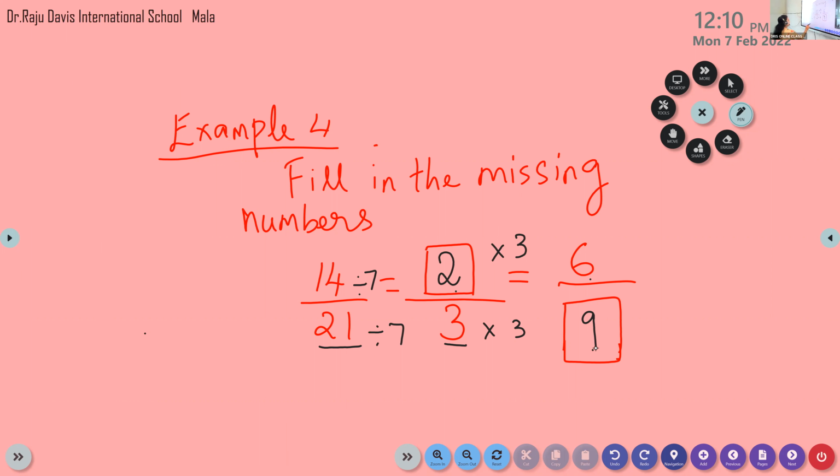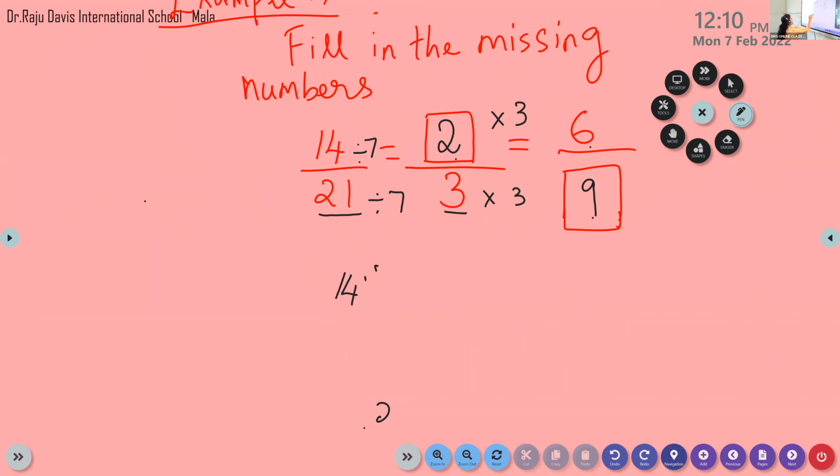So, children, how to write that? No need to write this. I'm just simply writing: this 14 is to 21 is the same as 2 is to 3, and it is the same as 6 is to 9. That is the meaning. No need to write this. We just have to find out the missing numbers only. Ma'am, should we write divided by 7, multiplied by 3? That you can write with pencil, just to understand.